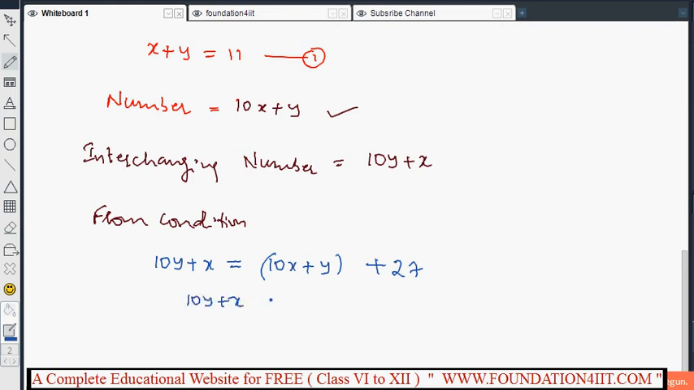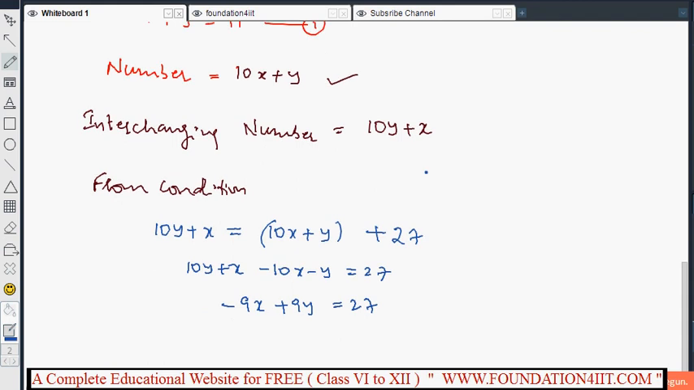10y plus x. If we interchange this side, minus 10x minus y is equal to 27. Okay, x minus 10x is minus 9x and plus 9y, because 10y minus y is plus 9y, is equal to 27. So the first equation is x plus y is equal to 11.